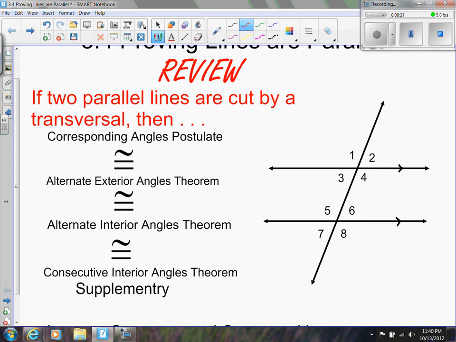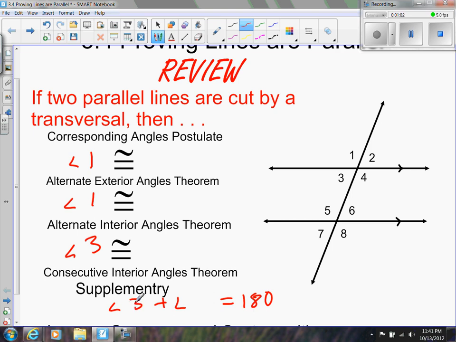But basically, our theorems say corresponding angles are congruent, alternate exterior angles are congruent, alternate interior angles are congruent, and consecutive interior angles are supplementary. I'll give a quick example of one of each. Corresponding angles would be like angle 1, and alternate exterior angles will be angle 1. And alternate interior angles, we'll have to pick one on the inside, and consecutive interior, angle something plus angle something equals 180, supplementary, right?